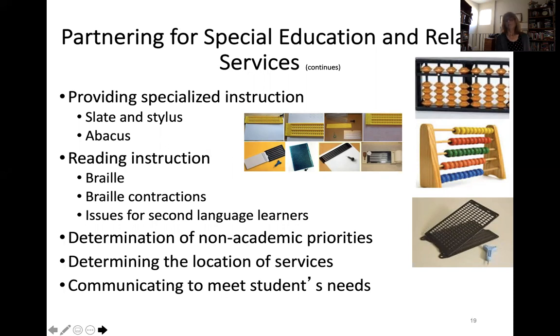The IEP team, as well as the related services with the parents, also work through the determination of what's the non-academic priorities. Again, that could be mobility, that could be providing a number of opportunities for them to have places and spaces that they are given to access what we all take for granted. Where are the locations for those services? And again, how do you meet the needs of that student?